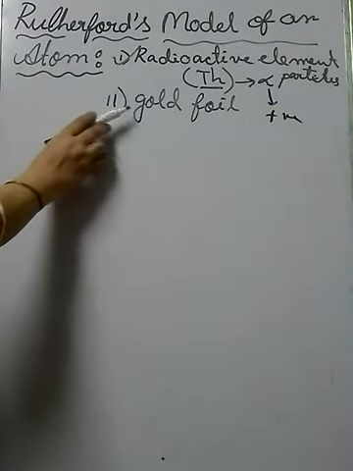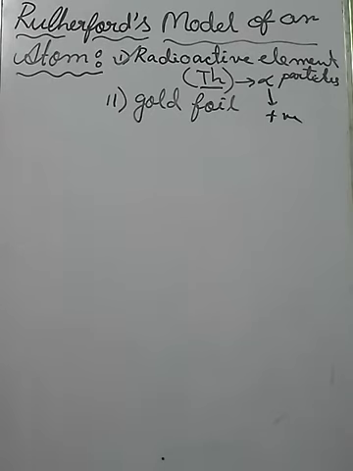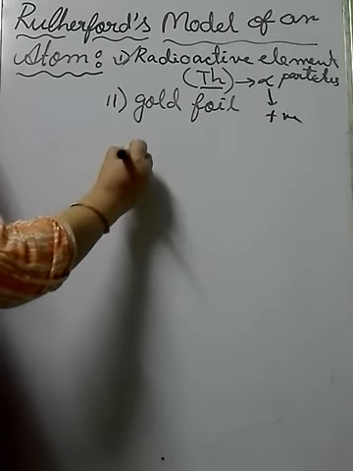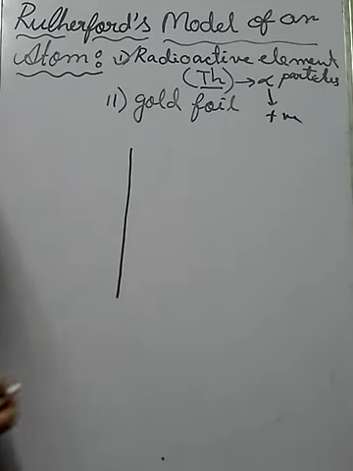Now he has taken the gold foil because gold is highly malleable. A very thin sheet is possible to get from the gold. Now, suppose this is the gold foil. Let us discuss the experiment now.